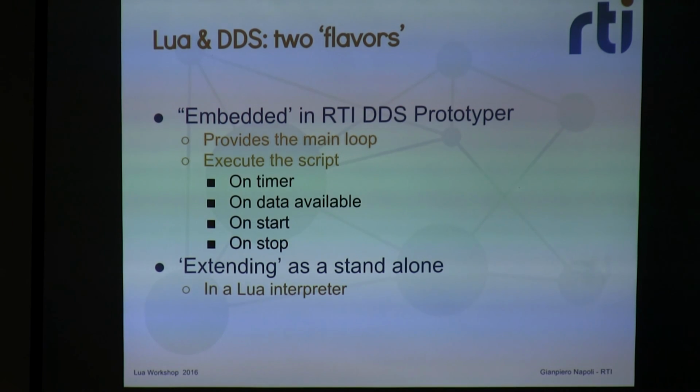So we actually started by embedding Lua in our prototyper, that basically is just giving you the main loop. All it's doing is waiting for a period to expire and then calling the Lua script, or waiting for data to come in and then calling the script. So basically, the prototyper is the main loop, and it executes the Lua script only when it starts, when it stops the tool, when there is data available, and when a timer expires, which you can set on the command line, right?